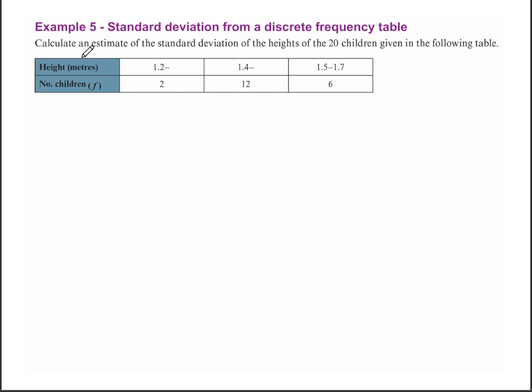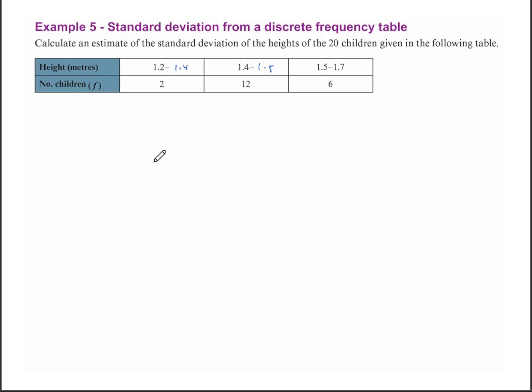In the following example, we are told to calculate an estimate of the standard deviation of 20 children from this data set, where we're told that the height in meters of the first group is from 1.2 to 1.4, the second group is 1.4 to 1.5, and the third group is 1.5 to 1.7. And we're given the number of children in each group.